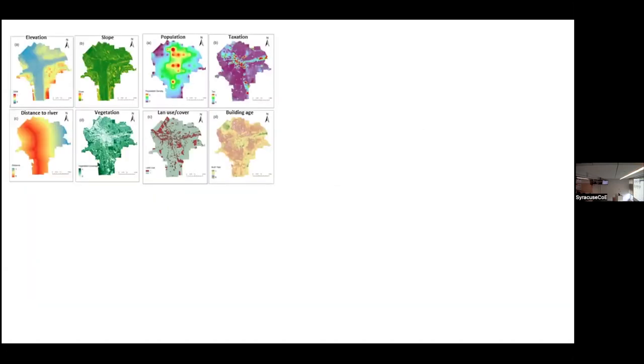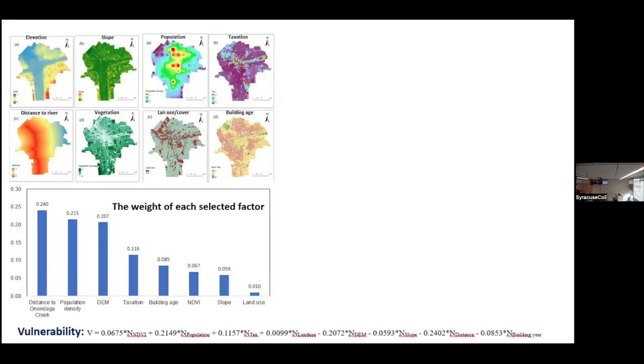And then based on the model, it allows you to calculate the vulnerability. These are the results for the eight factors I mentioned just now. Using that model, we can determine and assess the parameters. And you can see from these parameters, the distance to the creek has the highest weight. This makes sense, right? The closer to the river, the more dangerous. It makes sense when you look at that.